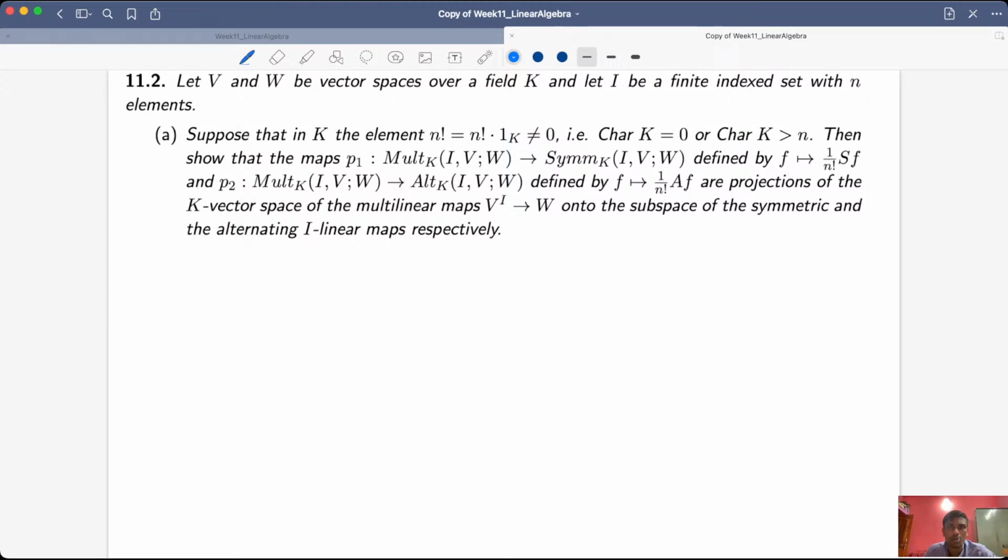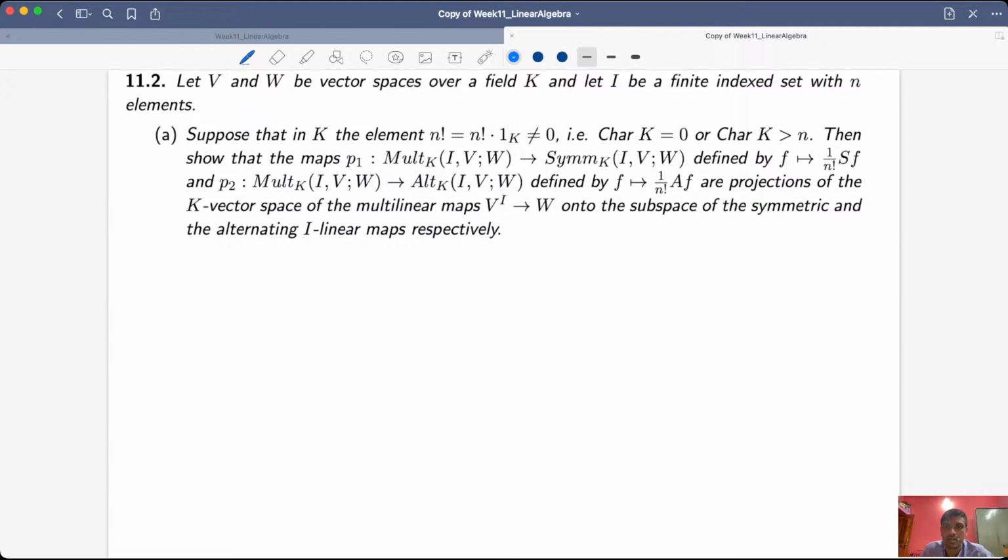Let me go over what was asked in these questions. Two maps P1 and P2 are defined on the set of all multilinear functions from V to the power n to W. One is 1 by factorial n times SF, the symmetrization of the function f, and the other is 1 by factorial n times AF, the alternation of the function f. So P1 and P2 are well-defined maps.